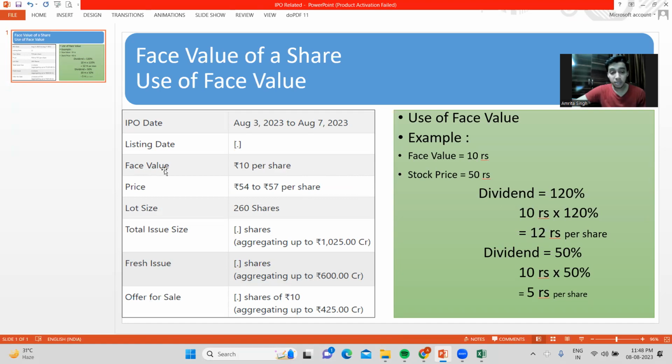So many people usually get confused between the face value and the stock price. They think that both are the same thing, but no, these are different things. And people think that companies give the dividend on the basis of the stock price. This is also not true. They give their dividend on the basis of the face value.